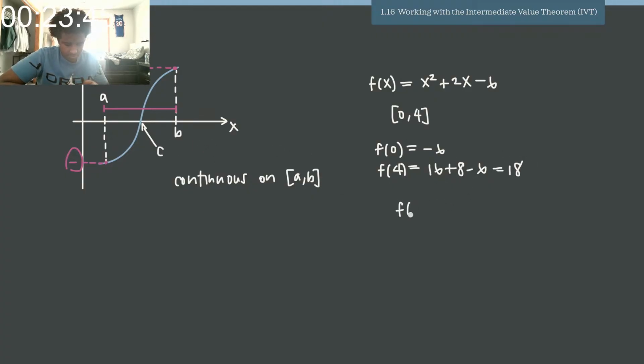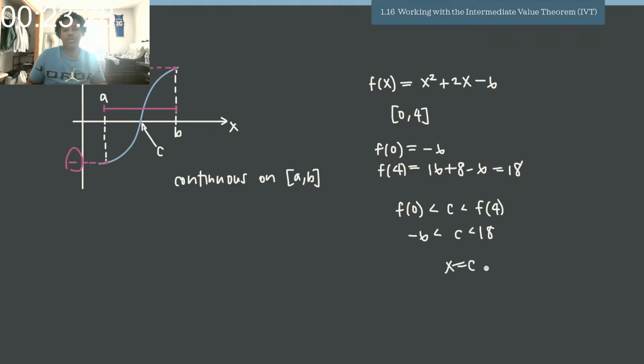What we can say is that f of 0 is less than c, which is less than f of 4, or in other words, negative 6 less than c less than 18, simply because of the fact that we found a negative value for the left side of the interval and a positive value for the right side of the interval. We know by the intermediate value theorem that the function has a root somewhere inside this interval, that it crosses the x-axis somewhere between 0 and 4, and we call that point x equals c.